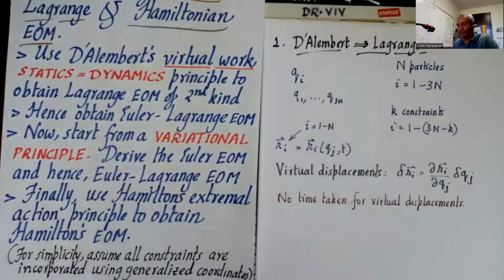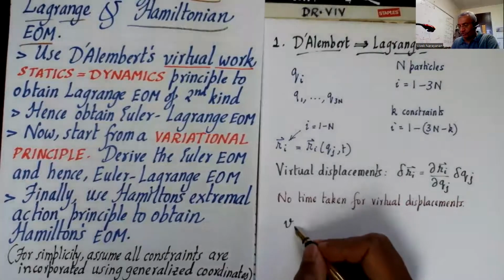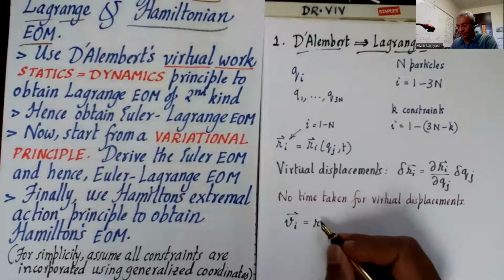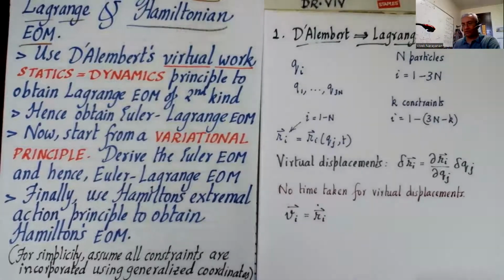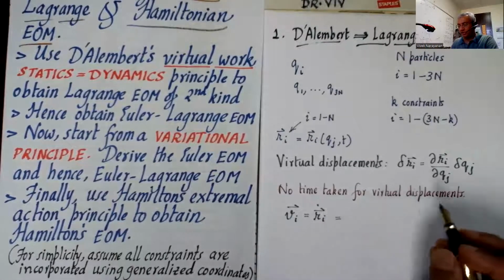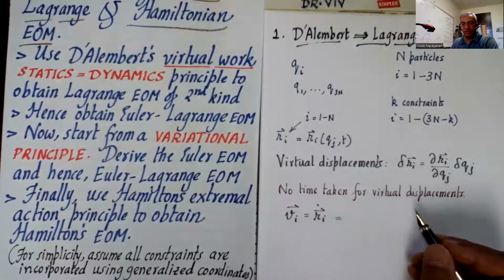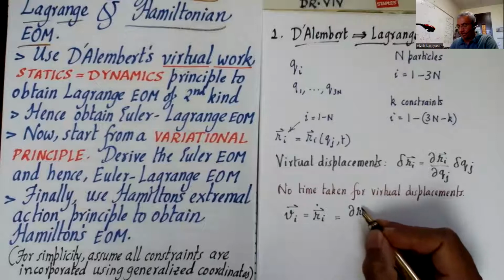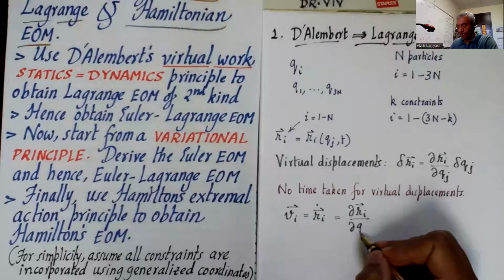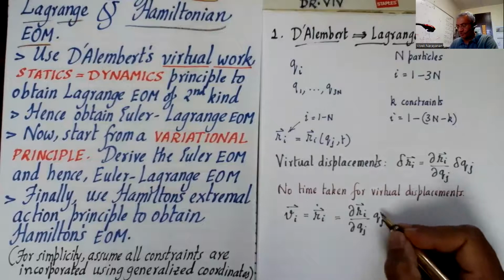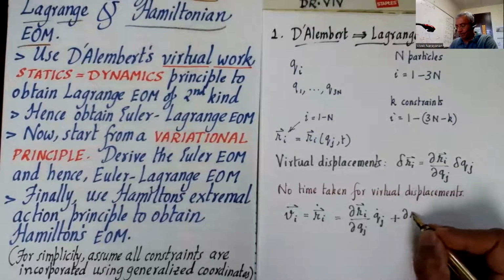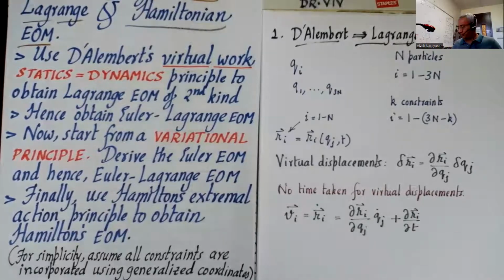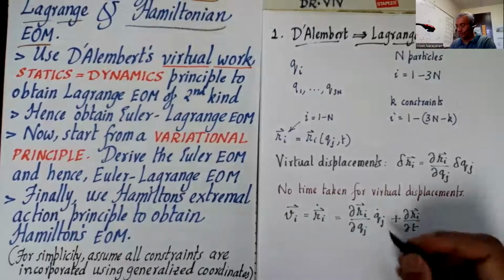And what about our virtual velocities? Well, the virtual velocities, v_i, of each particle is just the rate of change of the position vector, r_i dot. So using the mathematical principles known as chain rule, we can write this as del r_i over del q_j, q_j dot, plus del r_i over del t. Now these q_j dots are called the generalized velocities.